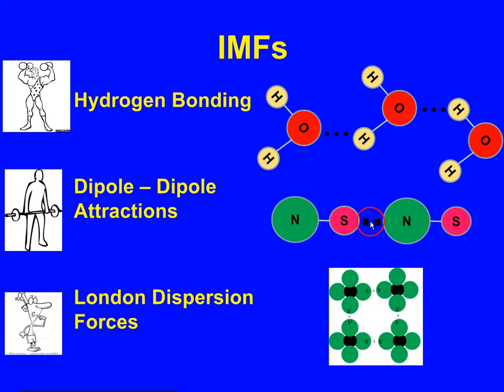Dipole-dipole attractions, we denote that with 2 dots. And again, that's just like hydrogen bonding, except it's anything other than the hydrogen with the F, O, or N. And then lastly, the weakest of all of the IMFs is the London dispersion forces. We denote that with 1 dot in between, and those are just those temporary dipoles in between there.